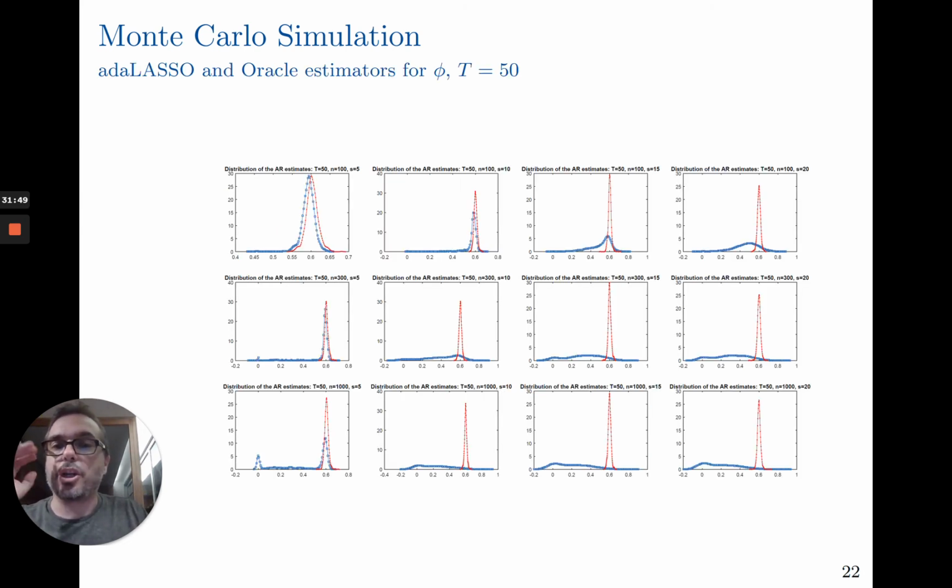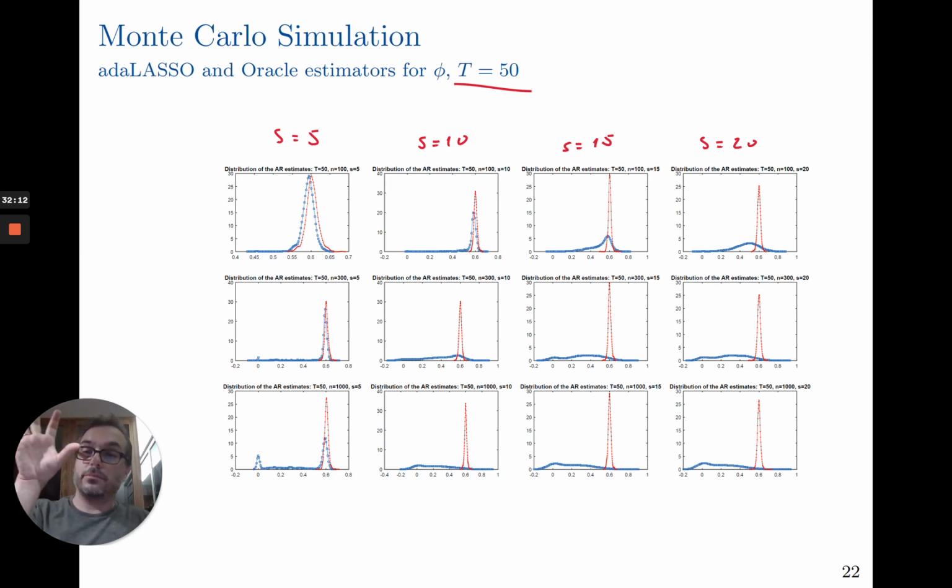So basically in this picture, each column represents a number of relevant variables. We are considering t equals 50, so 50 observations. So here is s equals 5, s equals 10, s equals 15, s equals 20. That's the number of true non-zero variables. And here the total number of variables: 100, 300, 1000. Remember, only 50 observations.